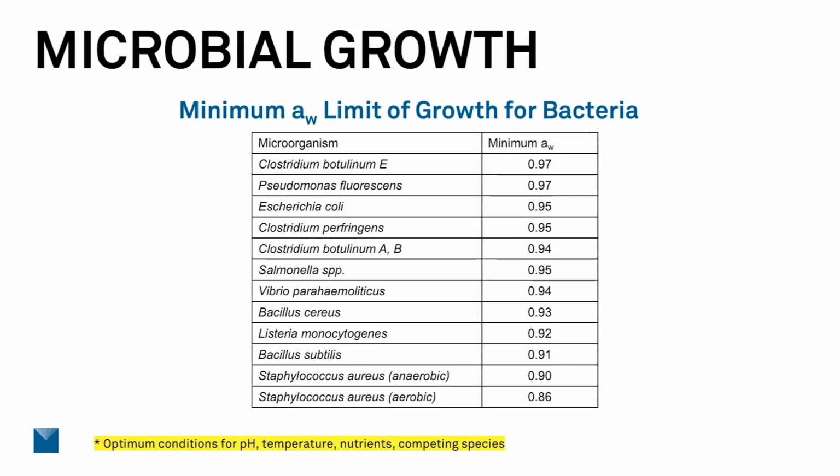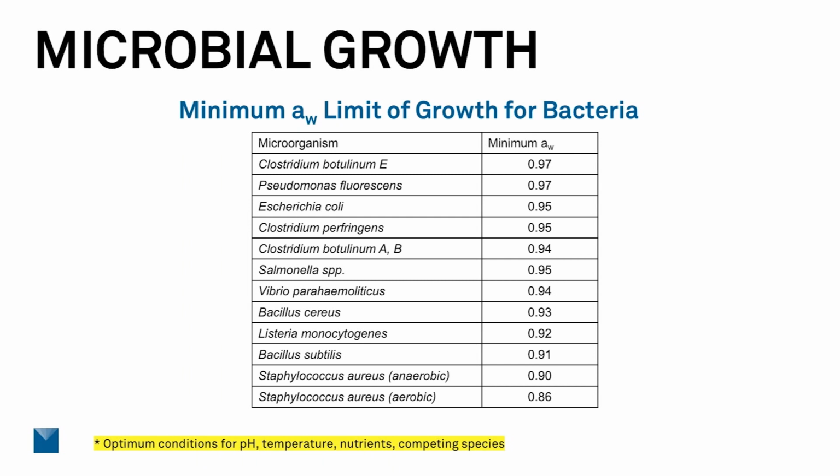All right, so I have a chart here that focuses on bacteria. You can see here on the chart we have E. coli, some botulisms, salmonella, listeria, and each have a specific water activity limit in which they can grow. So if we look here for salmonella, it's 0.95. Listeria is 0.92. Down here in this highlighted portion, it says optimum conditions for pH, temperature, nutrients, and competing species.